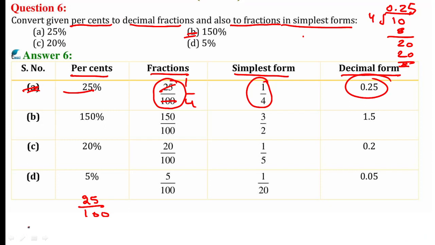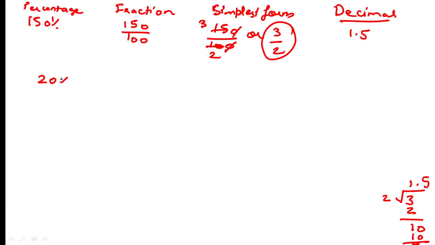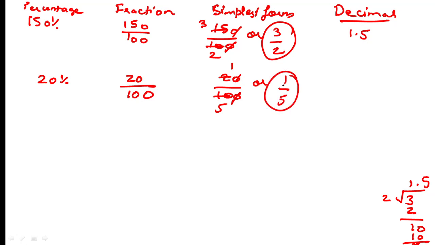So next part is your 20%. This is your percentage, 20%. Fractional form is 20 upon 100, and simplest form is, dividing by 10, 1 upon 5. And decimal form is on dividing this 1 by 5: 0.10, so 5 twos are 10. So 0.2 is your decimal form. So these are the required answers for this question. Next parts you will try yourself.